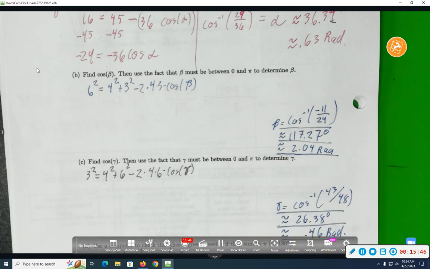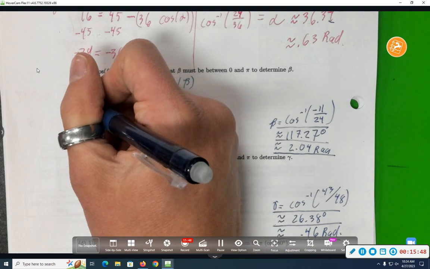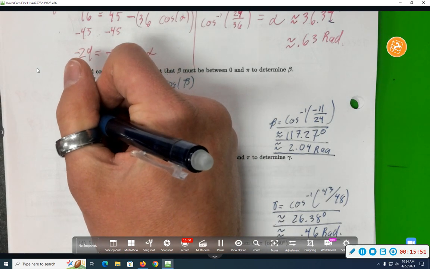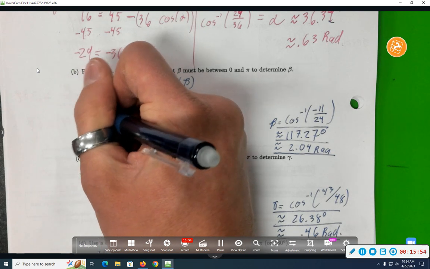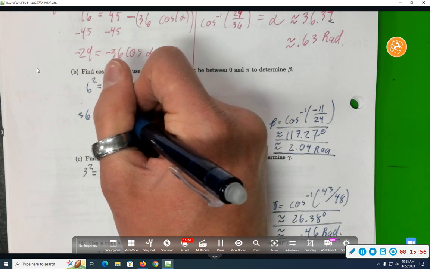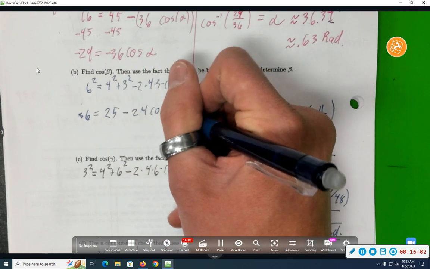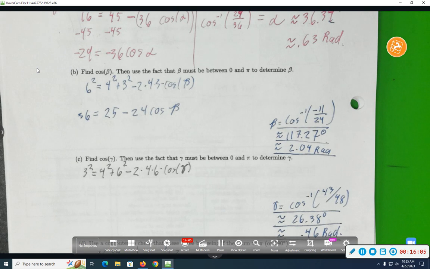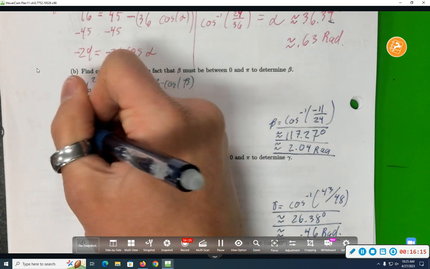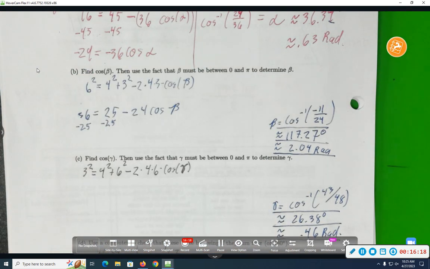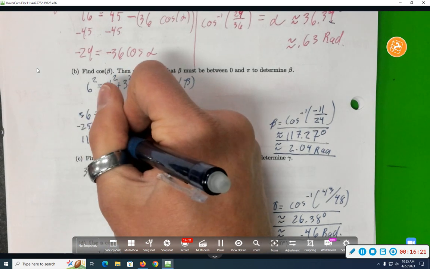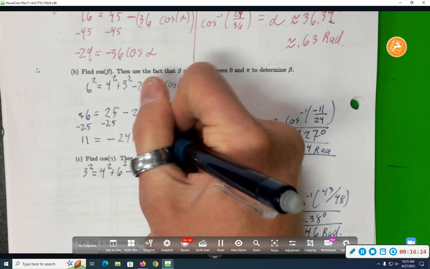Yeah, so tell me this, that thing you just said. Tell me what you had there. So I set it up like 36 is equal to 25, and then minus 24 times the cosine of theta. And then after that, I subtracted 25 from each side, but that would be positive 11, not negative 11. And you have to get rid of the negative 24. Oh, yeah.